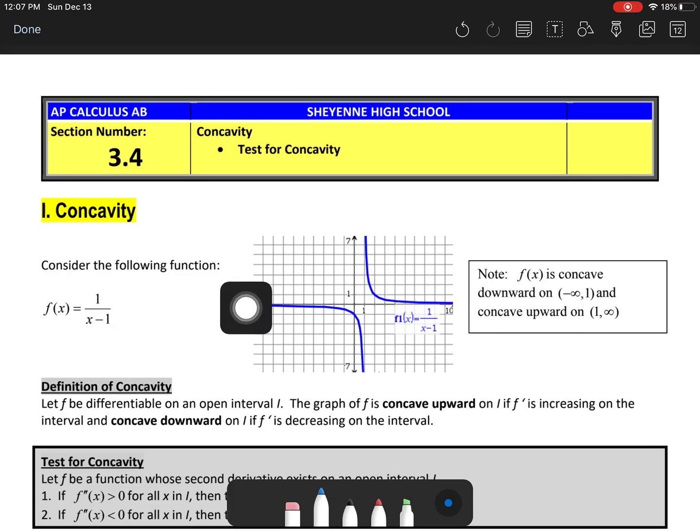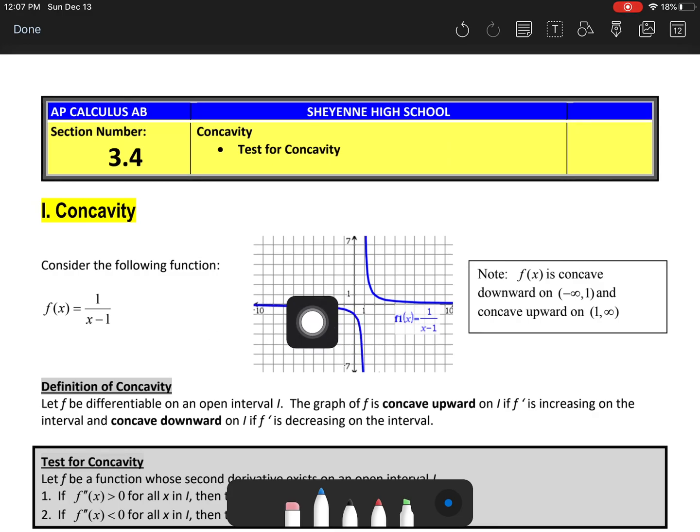So if we look at this graph, 1 over x minus 1, throughout its entire domain, this function decreases. If I start out here at negative infinity, it's decreasing, decreasing, decreasing, and we see that there is a vertical asymptote at x equals 1. But as we start the function up again after that, we're still decreasing the entire way. So this function decreases on its entire domain, even though there's a part of the domain that's excluded, which is at x equals 1. However, the concavity is different.